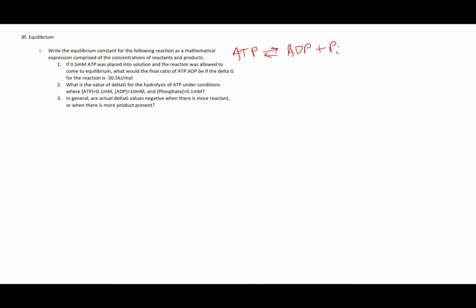So if I was to write out an equilibrium constant expression comprised of the concentrations of reactants and products, so the equilibrium constant for this, then it's going to be the concentration of products times each other over the concentration of reactants. So this is our equilibrium constant here. Let me make this a little prettier. There we go. All right, that's the equilibrium constant, so that part's pretty easy.